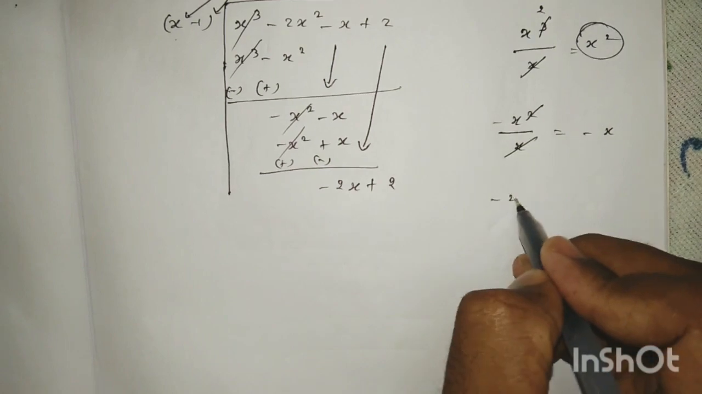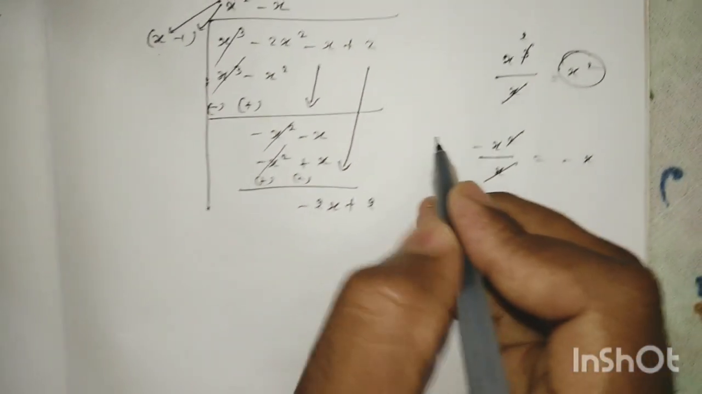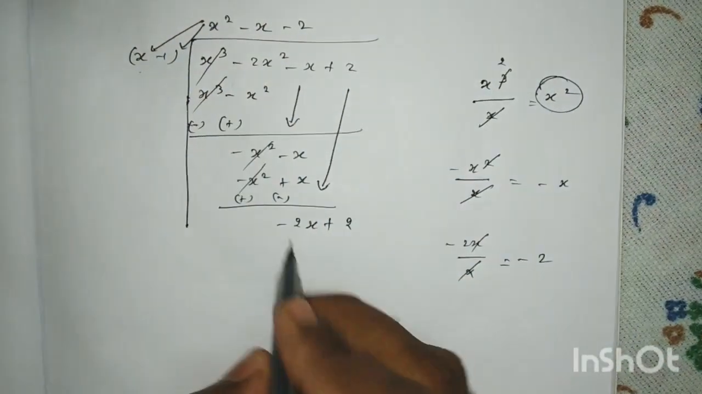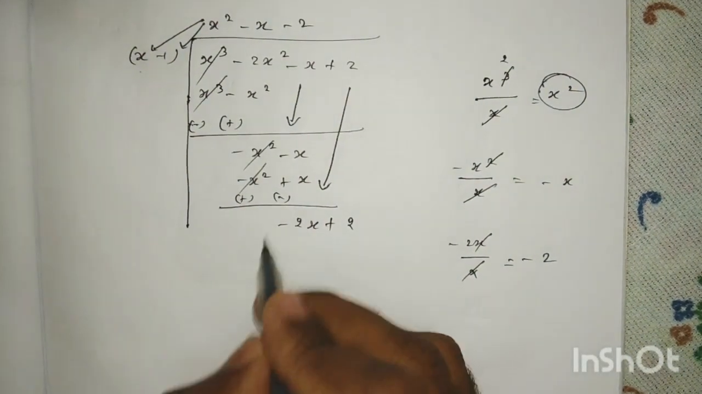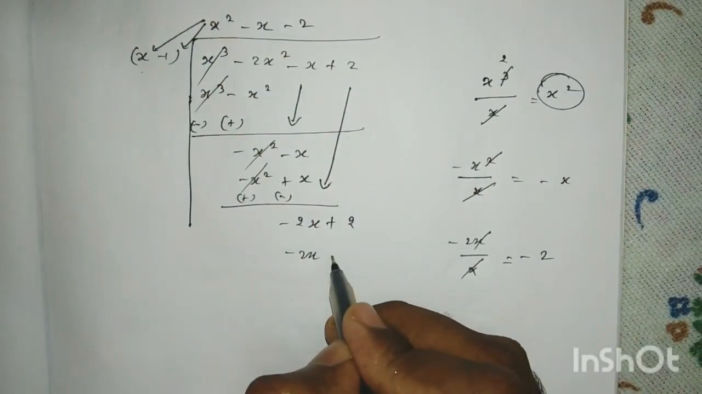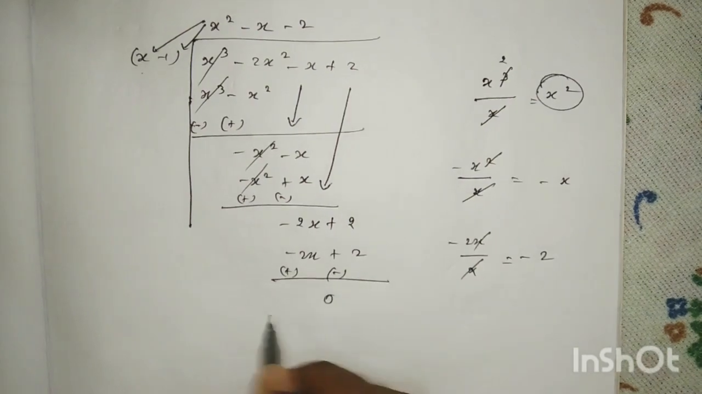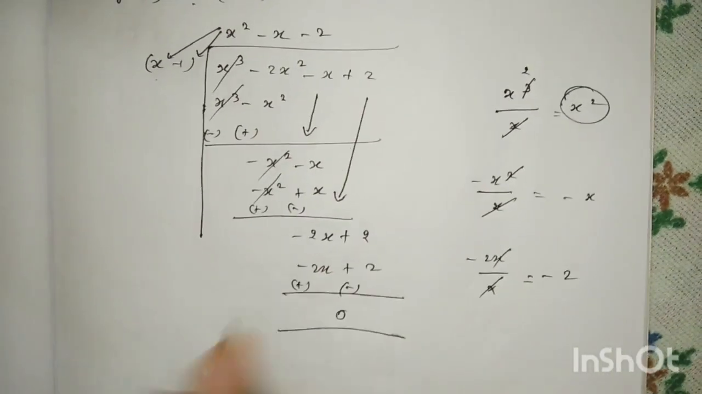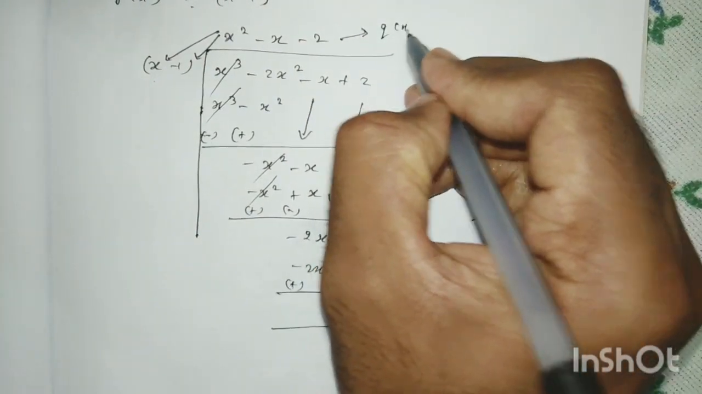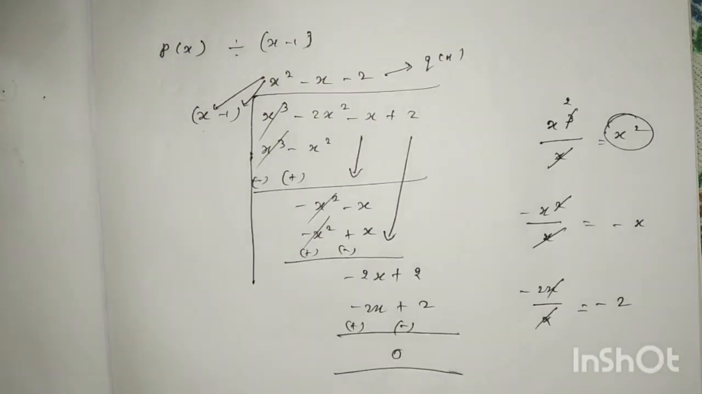Now minus 2x divided by x, so x cancels, remaining minus 2. So put it here, minus 2. So what is it? Minus 2 into x is minus 2x, minus 2 into minus 1 is plus 2. So change the symbol, plus, minus, so 0. Right? So we found the quadratic polynomial, that we can take as q of x. We just assume it is q of x. Is it all clear? Any doubt on this?